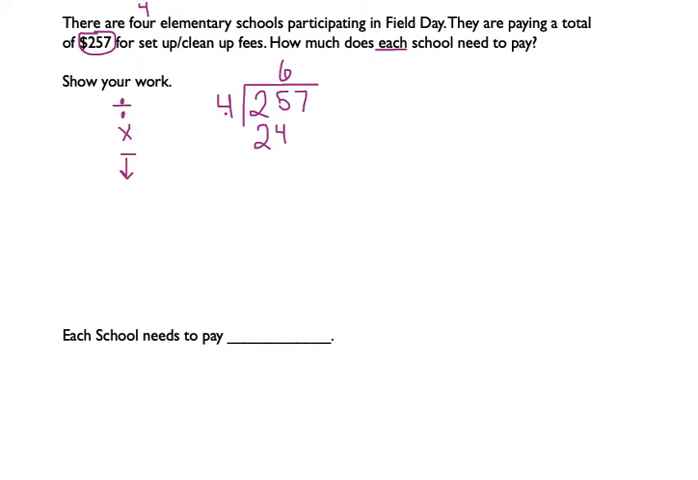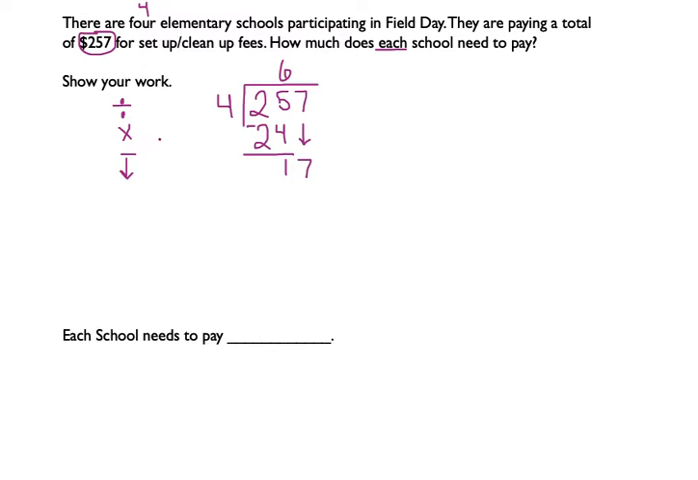I just divided. 4 goes into 25 6 times. Then I multiplied. 6 times 4 is 24. My next step over here is to subtract. I will subtract. 5 minus 4 is 1. 2 minus 2 is nothing. My next step is to bring down. I bring down the digit that I have not included yet, which is the 7.